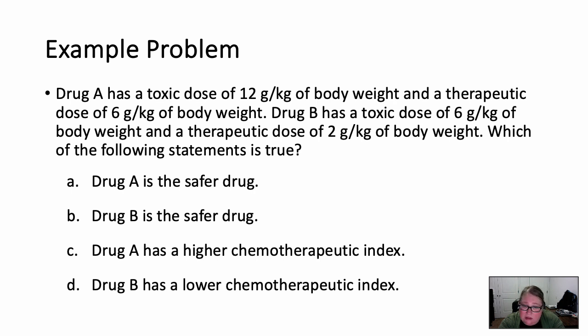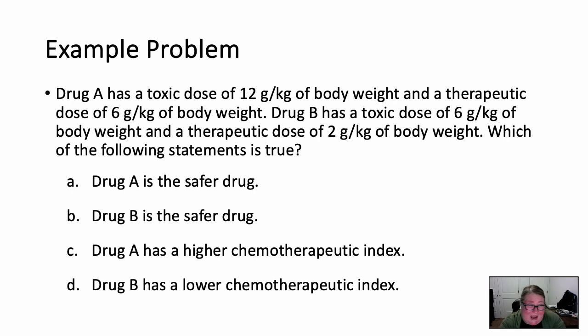Okay, so what we need to look at is these numbers. We need to take the ratios. Our chemotherapeutic index means that we're taking the ratio of the toxic dose over the therapeutic dose. So for drug A, that's 12 over 6, so that's going to give us 2. And for drug B, this is going to be 6 over 2, so that's going to give us 3.